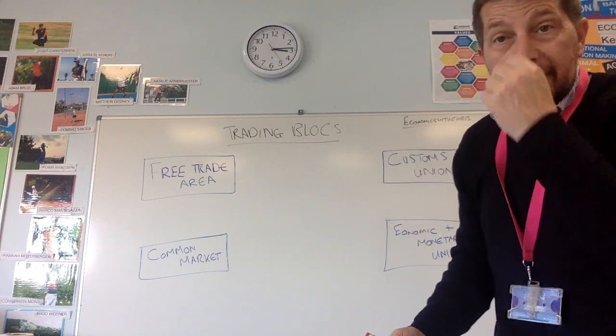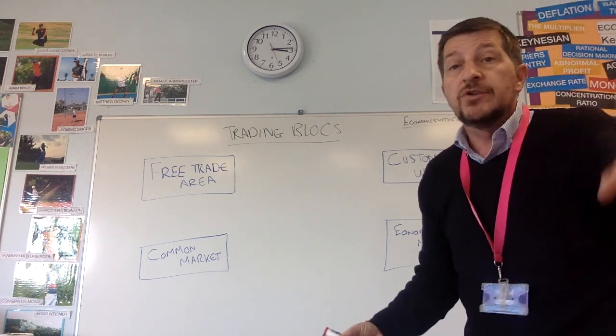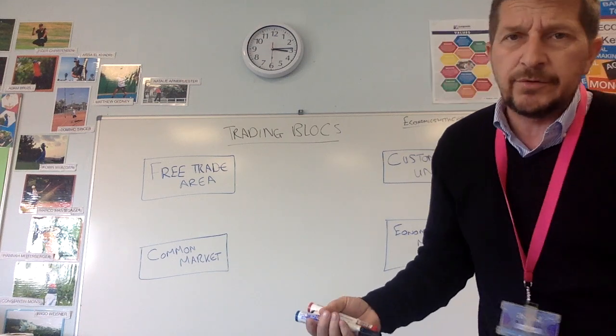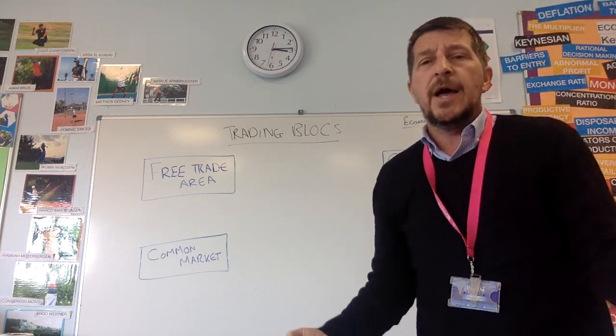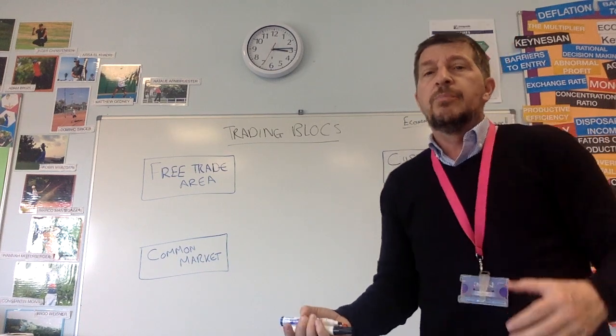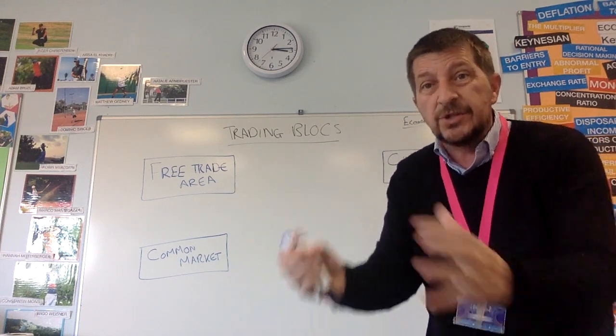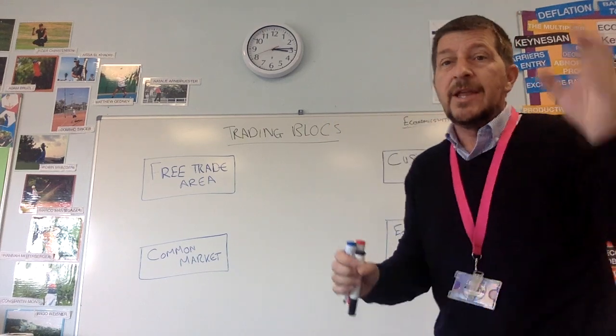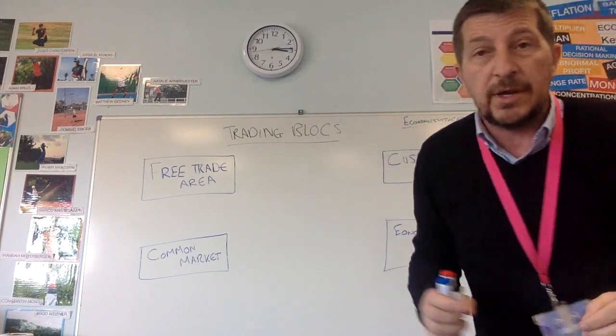We're going to look today at four different types of trading block. We're just going to give some examples. We're going to go through what the main characteristics are and how those economies are progressing together and integrating together. Going to keep it relatively short, around 10 minutes. Now, first of all, we've got a free trade area.